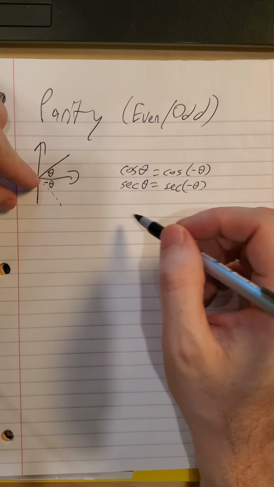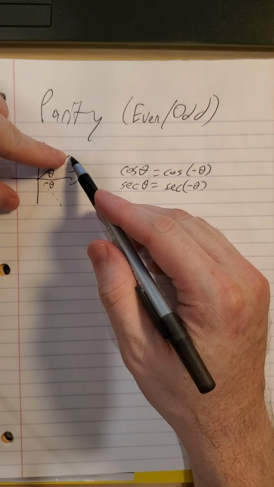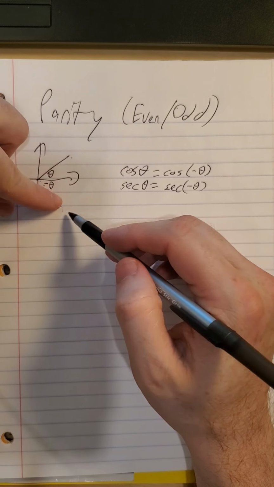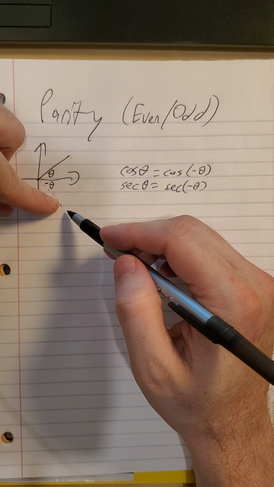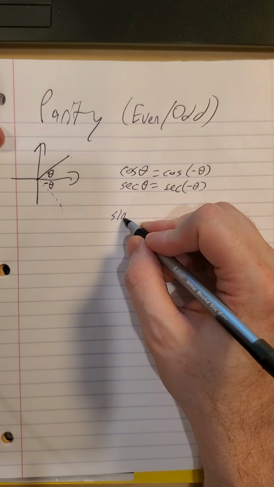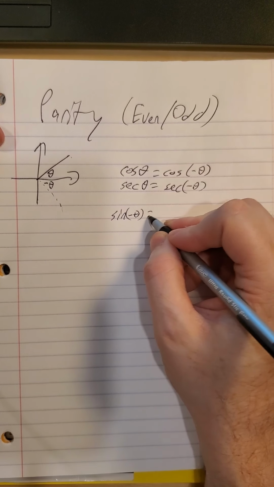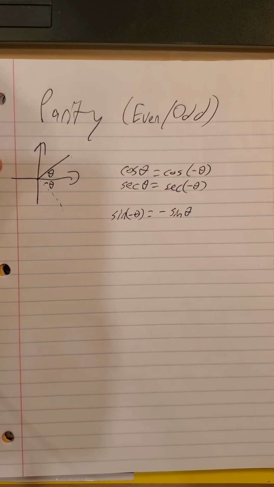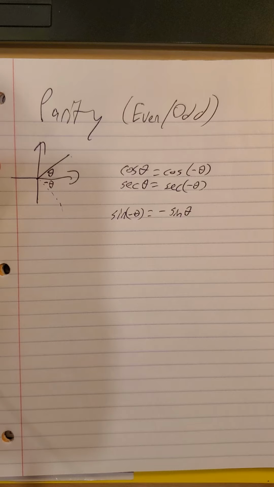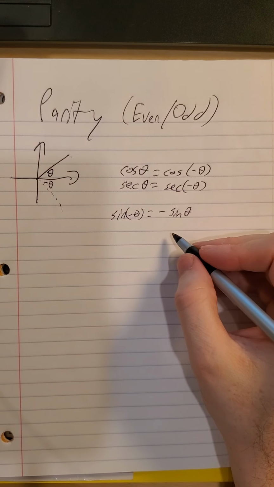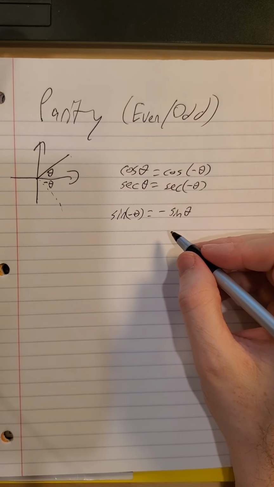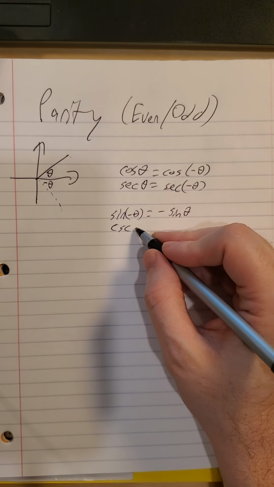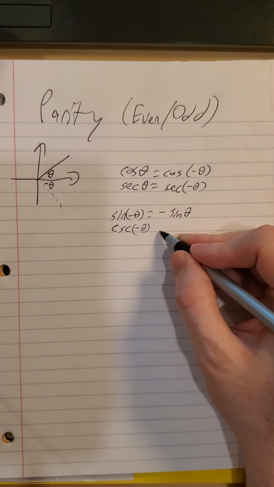But as far as sine goes, we had a positive output here. We had same distance from the axis, but opposite side, so the sign flips. So the sine of opposite of theta is the opposite of the sine of theta. In other words, sine is an odd function, so its partner as a freebie, cosecant, also shares this property.